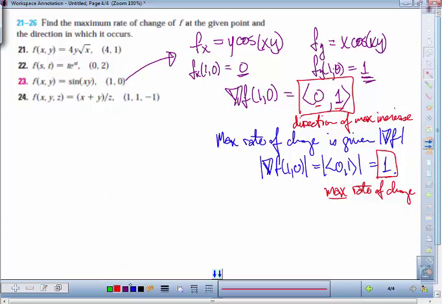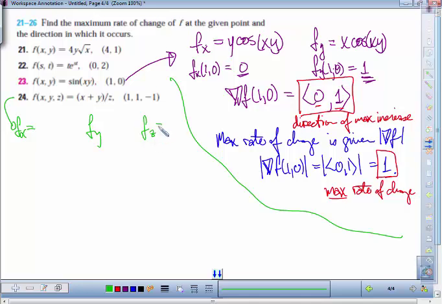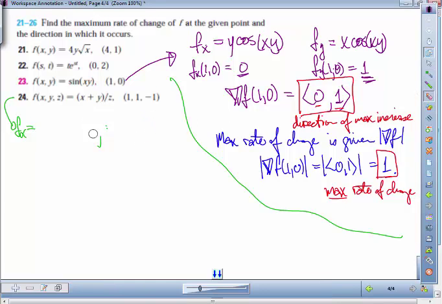So the same idea works in 3 dimensions. We can quickly do this other example over here, number 24, since this is a 3-dimensional problem. Except this time you have 3 components. So we're looking at fx, fy, and fz. Let's see if I gave myself enough room for this. Nope, probably not. So your gradient will be a 3-dimensional vector.